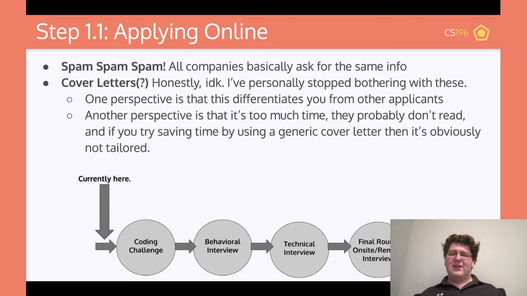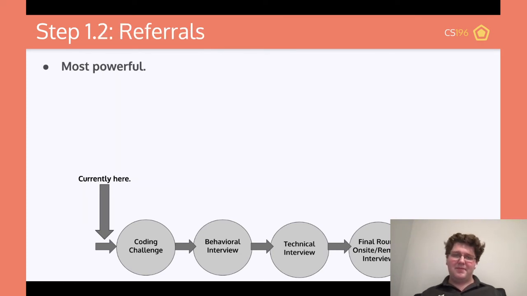The other perspective, and the perspective that I've started to take, is that it's too much time, and usually most recruiters won't read it just because it's superfluous information that they can't just get from your resume or somewhere else. It's pretty much just saying, hey, I'm interested in the job, usually. So when it comes to cover letters, it isn't really worth the investment to do it right. And then if you do it wrong, it looks really bad because they can tell you're just copy pasting a resume or a cover letter that you've used somewhere else.